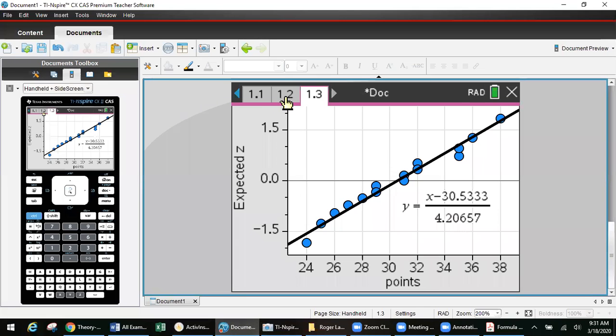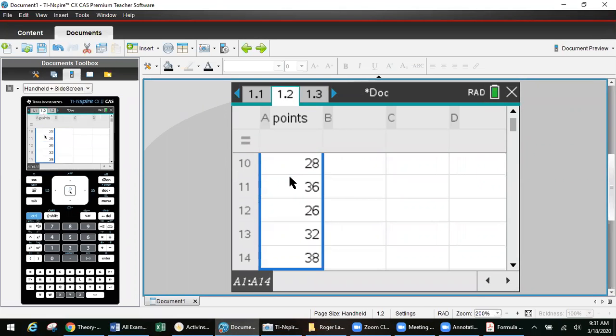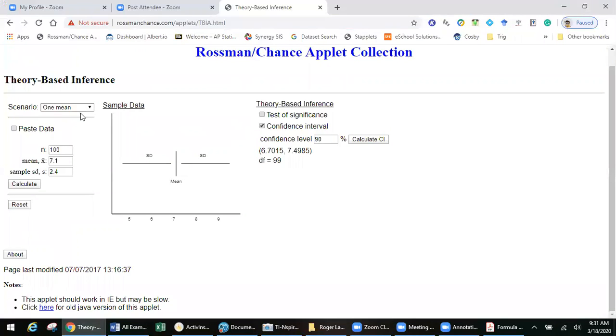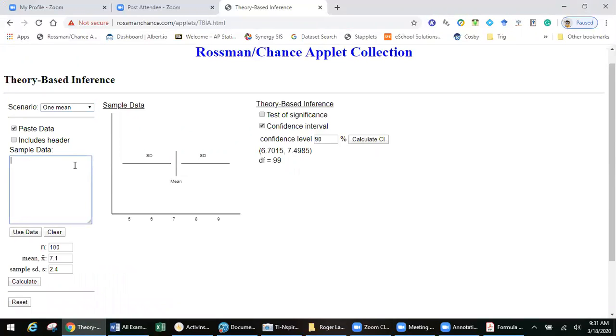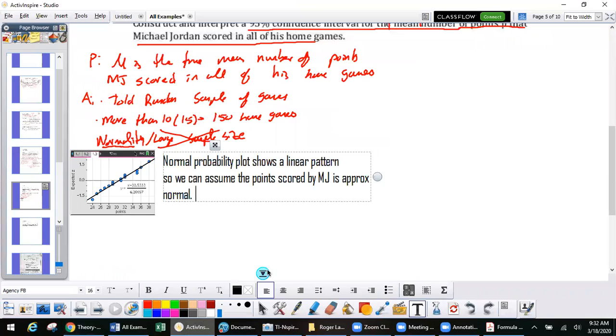So again, let's say that you're at home and you don't have a TI Nspire. If you copy those and you go back to Rossmann Chance, one mean, and click paste the data, it will let you paste it in. Use the data, here's the graph, and look, it's symmetric with no outliers. It gives you the mean, x bar, s, and then you could change your confidence level over here, and it will adjust everything based off of whatever you need. So again, this is a great way if you're at home just to stay up to date with the work. The work should not be difficult here.